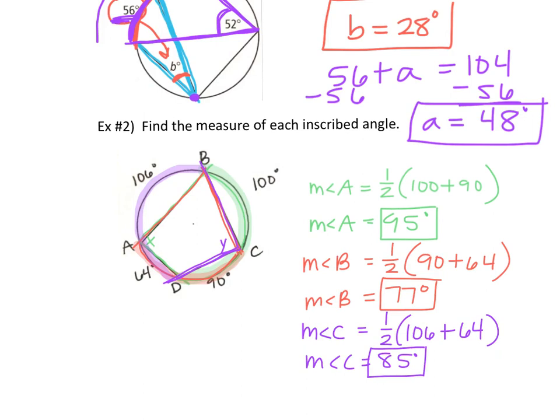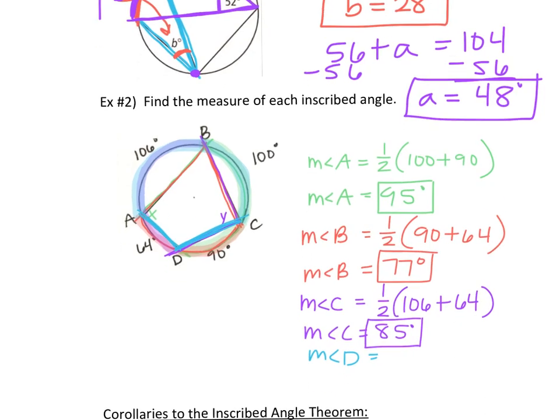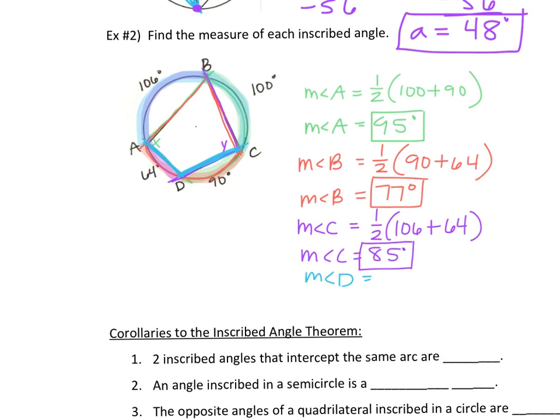Okay, and then the last one, we're finding the measure of angle D. So here's angle D. Okay, the intercepted arc then goes from A all the way around to C. Okay, that means that the measure of angle D is going to be half of 106 plus 100. So half of 206, so the measure of angle D is going to be 103 degrees.